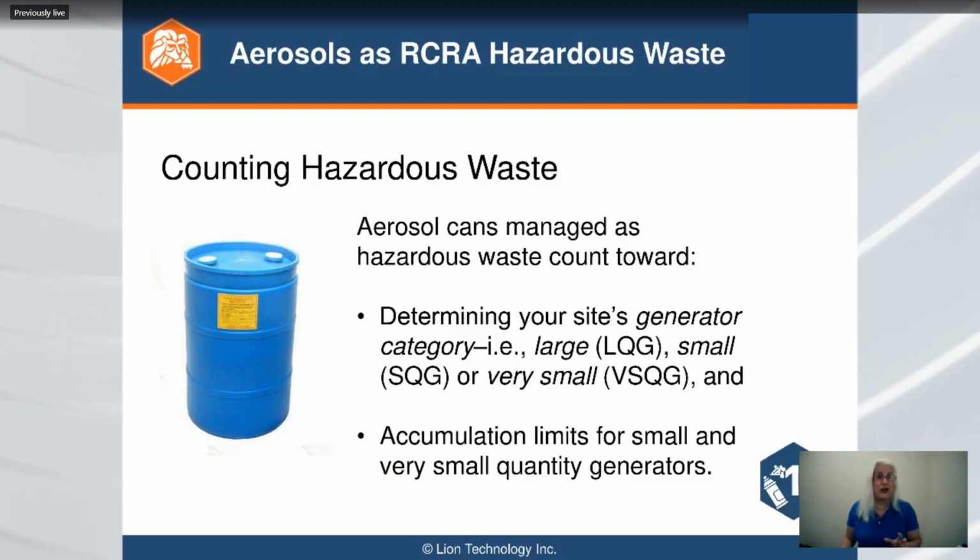So accumulation and storage, those words are synonymous. Or if you're a small quantity generator, you may never store more than 6,000 kilograms on your site at any one time. So keep the accumulation limits in mind, in addition to the generation limits. Plus, if it is an acute hazardous waste, you can't store more than 1 kilogram on your site, right, if you want to follow the very small and small quantity generator rules. So be very, very careful with those.